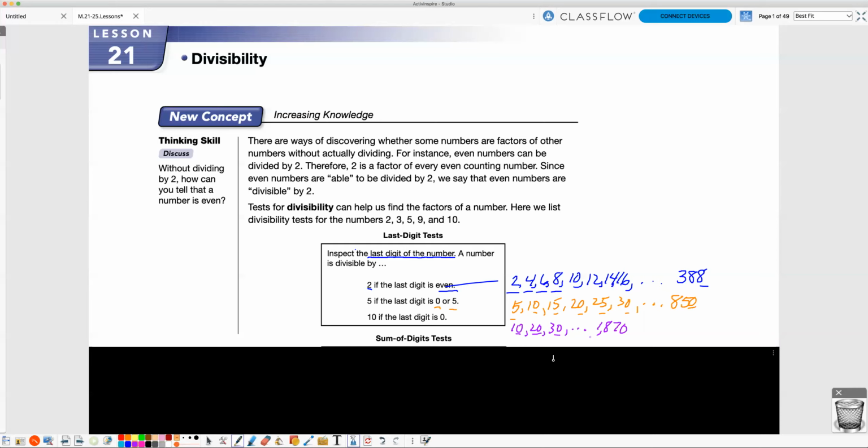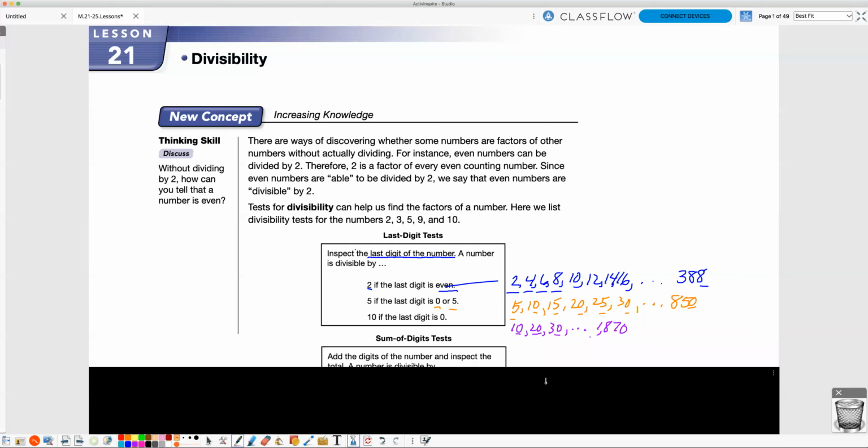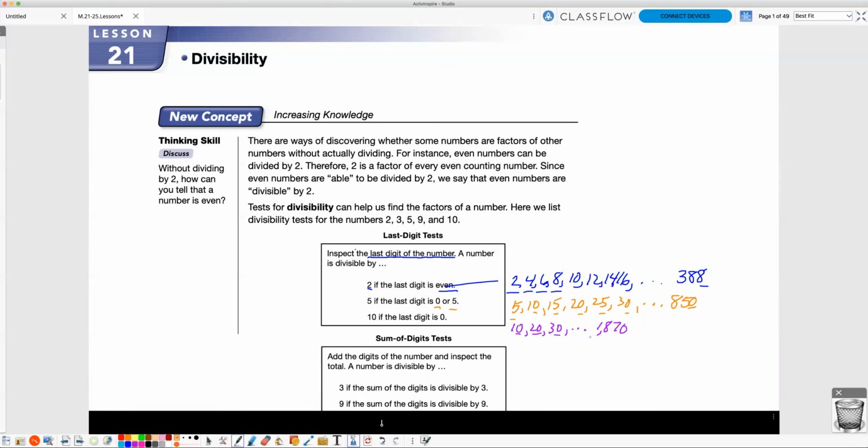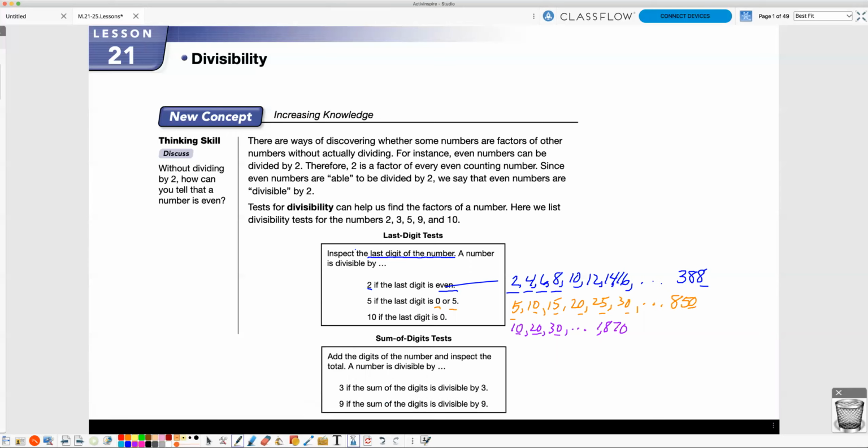You can also use the sum of digits test to test for divisibility by 3 or 9. So in this instance, if you want to check to see if it's divisible by 3, you can add the digits to find out. So let's just use 12. Everybody knows that 12 divided by 3 works, but if you were to add the two digits together, 1 plus 2 equals 3. 3 is divisible by 3.